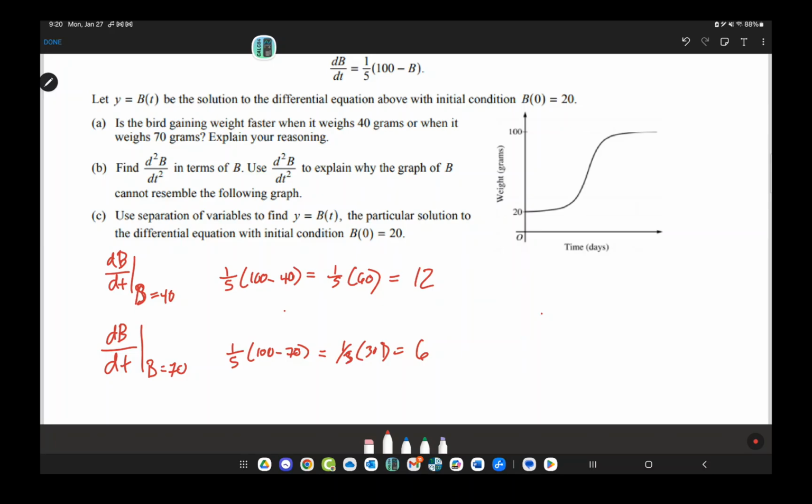So that means when it weighs 40 grams, it's actually gaining weight faster, because the rate at which it's gaining is 12 units per whatever unit of time. Okay.